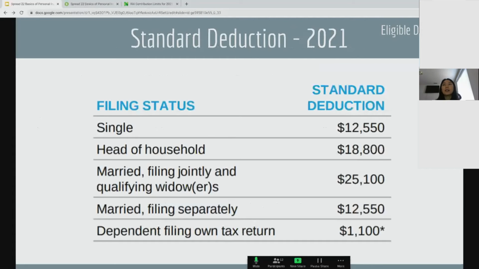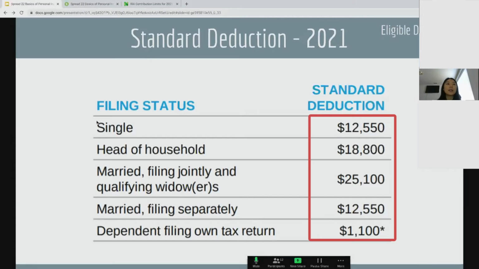So the reason why I said you really shouldn't take the itemized deduction unless it's bigger than your standard deduction is because standard deductions are huge. Beginning in 2017, after Trump made his tax reform, the standard deduction went from like $6,000 to $12,550 in 2021. So it's near double and it's a huge amount. If your itemized deductions are greater than this, then yes, take the itemized deduction. But otherwise, I would think that most people would qualify for the standard deduction.